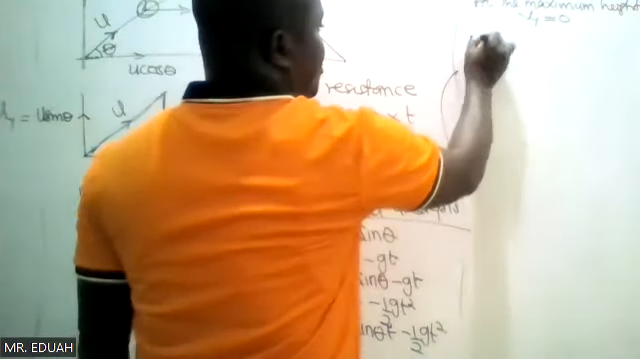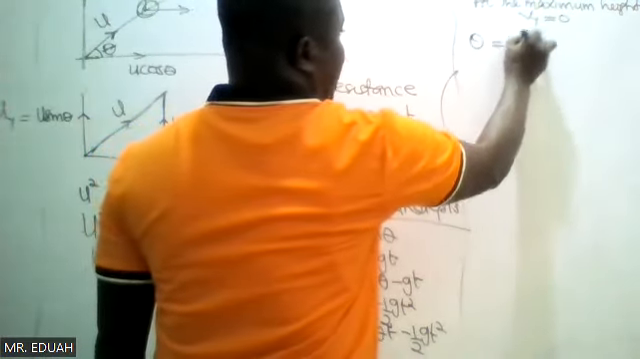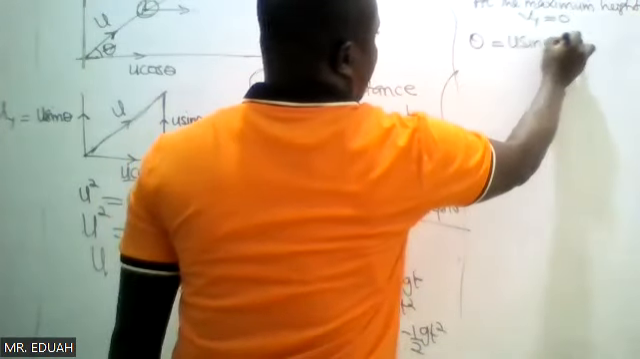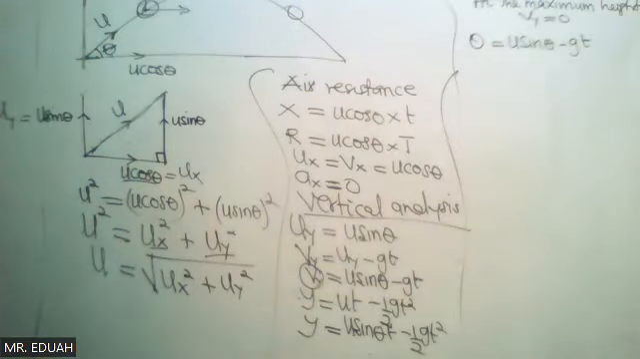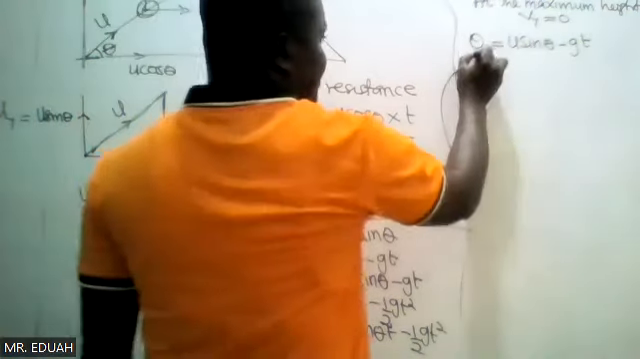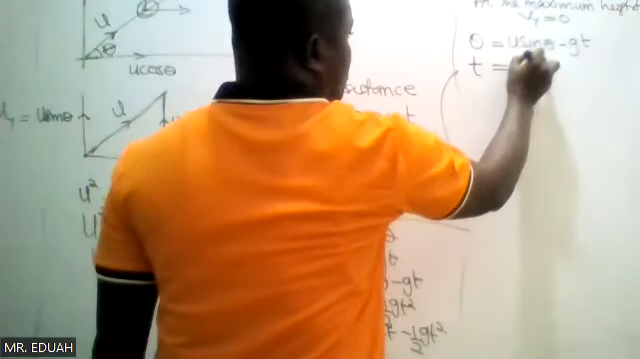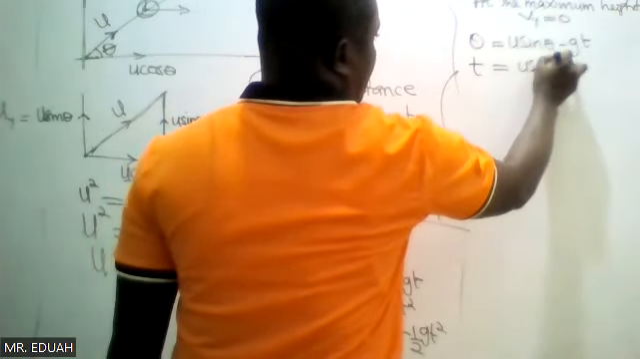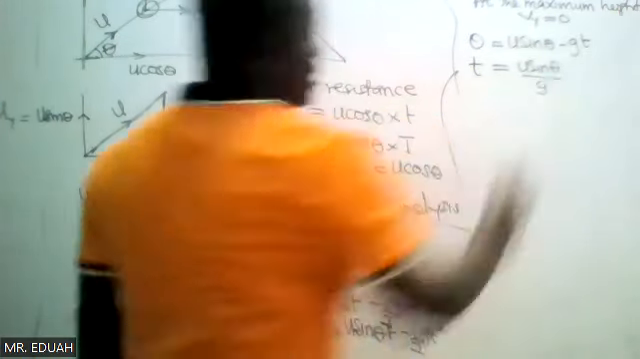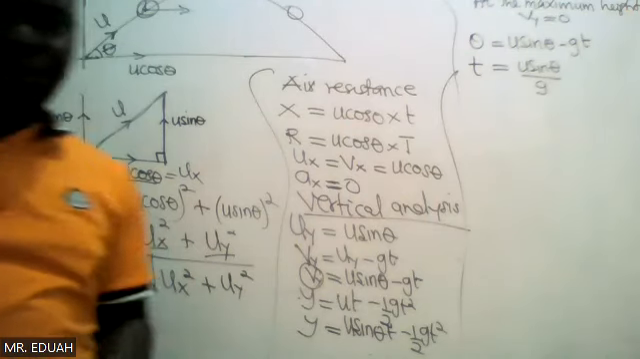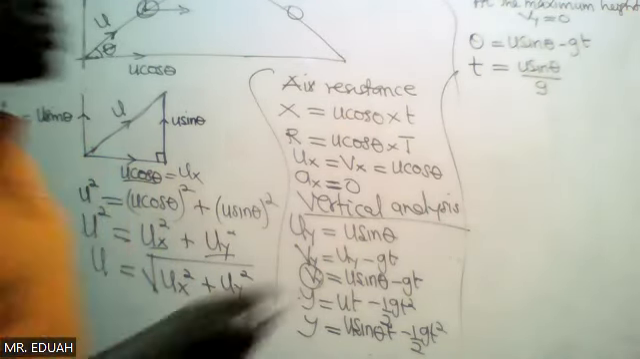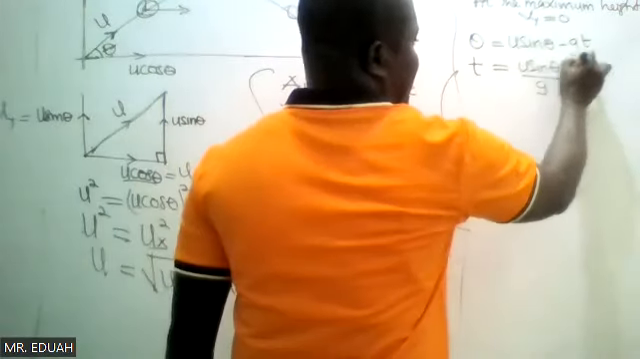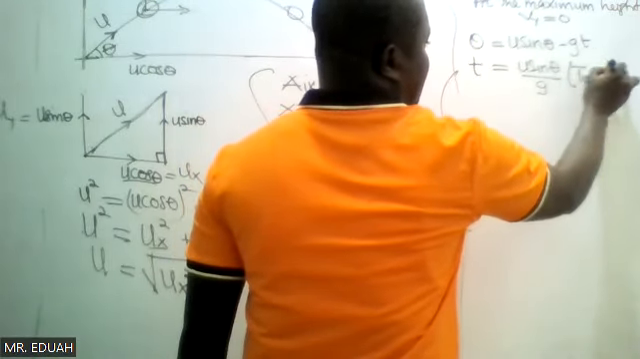So 0 is equal to u sine theta minus gt. When you make t the subject, t is equal to u sine theta over g. And you have the expression for the time taken to reach the maximum height.